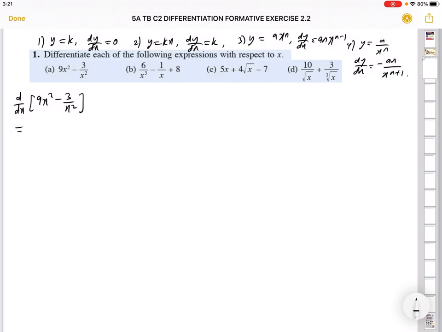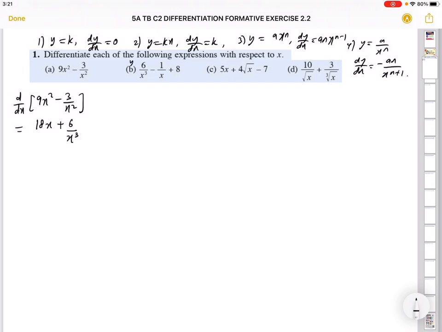So when I differentiate 9x squared, this is using formula number 3. We take 9 times 2, I get 18. I copy x, reduce the power by 1. Now, when you have negative 3 over x squared, here I'm using formula number 4. So we put a negative in front. Automatically, this is positive. 3 times 2 is 6. I copy x, and I increase the power by 1. I get x cubed.